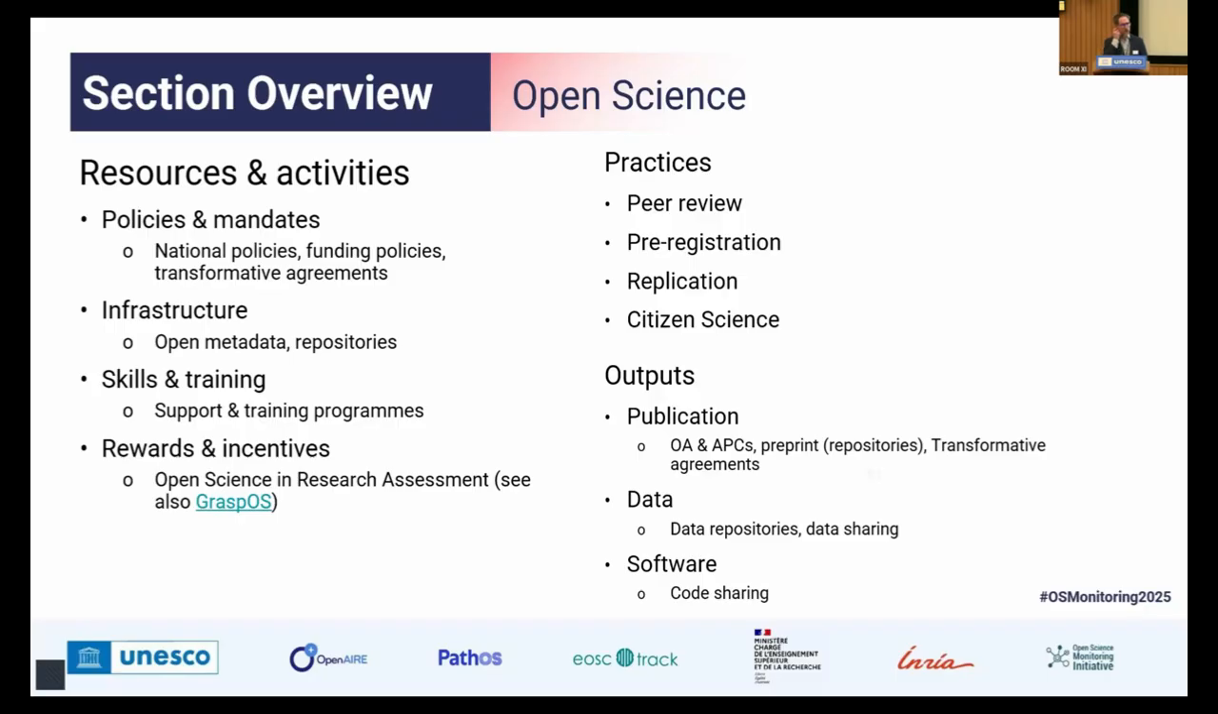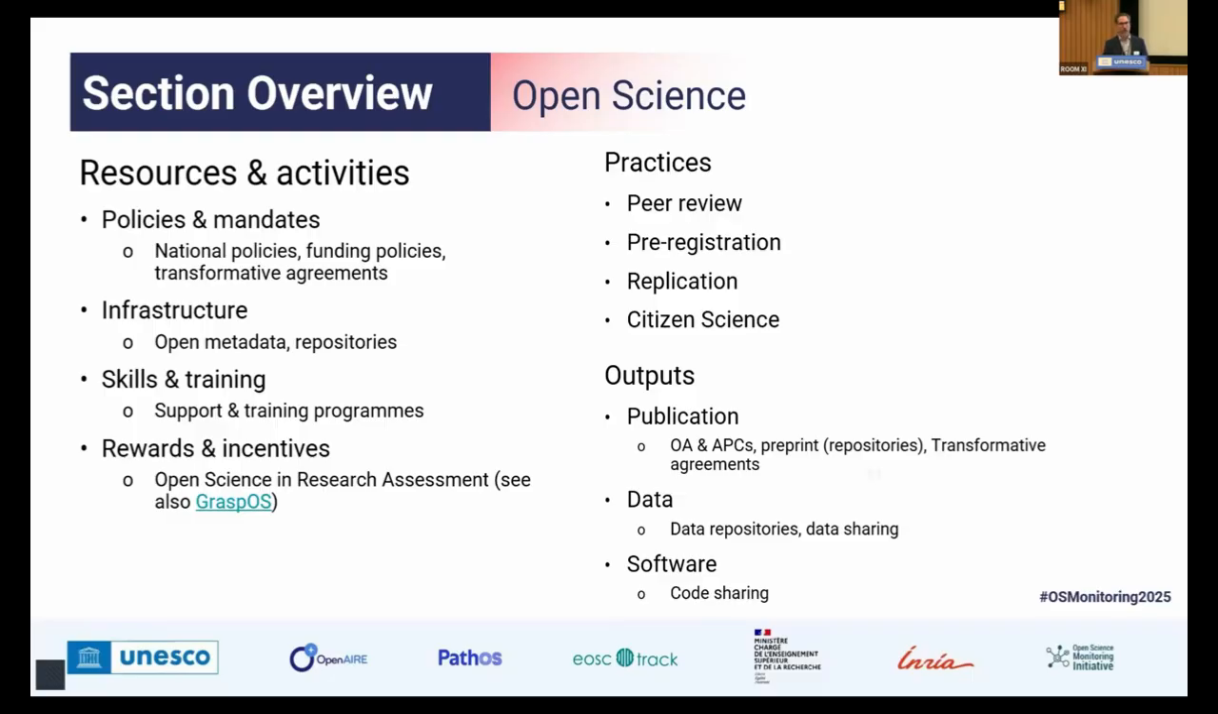So we have these different sections, and I'm just going to go through a couple of these sections to highlight what we've included and also what we've not included. So in open science, I've grouped them here on the slides to make it a little bit easier to present. So we have things revolving around resources and activities, things revolving around a couple of indicators around different practices, such as peer review, pre-registration, etc., and a number of things around outputs.